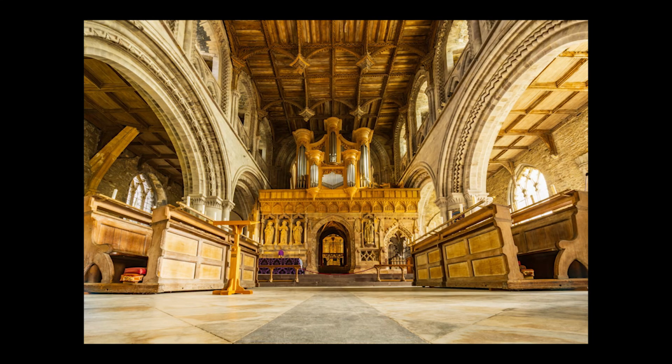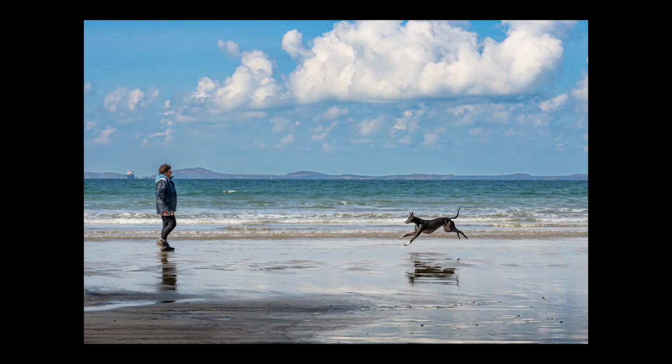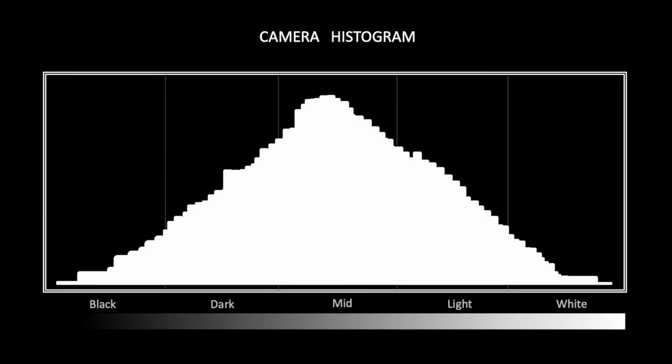It sees this beautiful scene like this. It sees this coastal scene like this, and sees this portrait like this. In fact, it's trying to produce this. It's trying to create a histogram shape like this, but more on that in part 2.